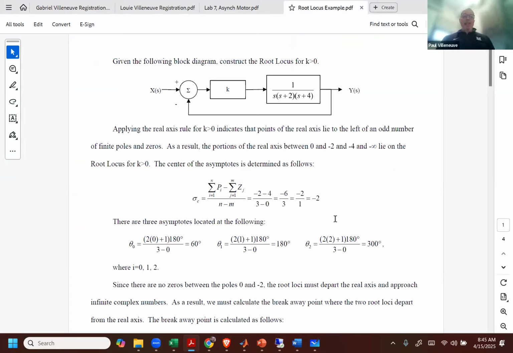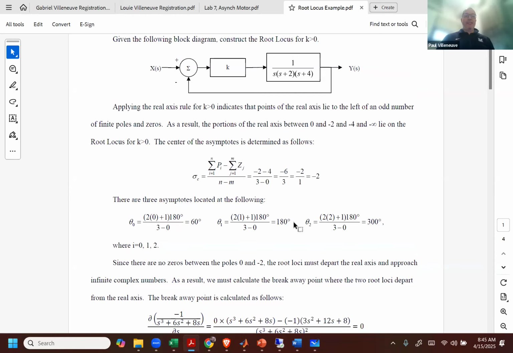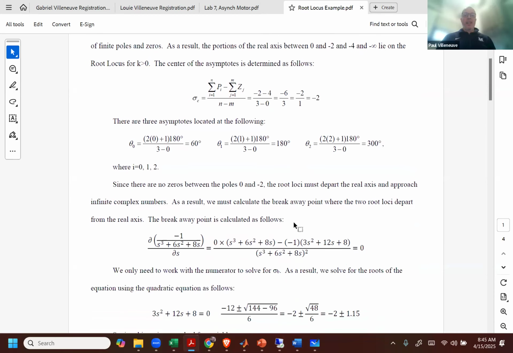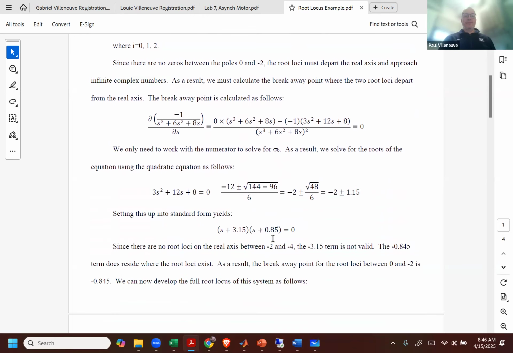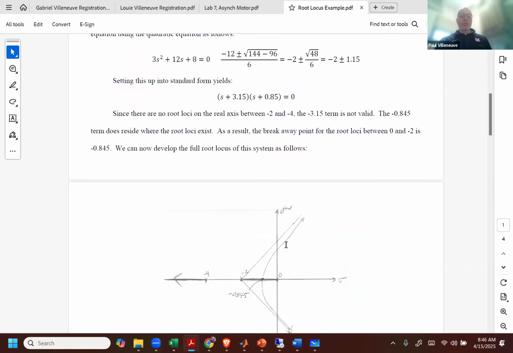So I have this example. I can put this up if people want it, but it's all spelled out and written out, with a lot of terminology. It shows you how to calculate the asymptotes, where the asymptotes are, the centroid. Then it shows you how to calculate the value of K where our breakaway points occur. So we end up with here and here. And then I talk about where no root loci exist.